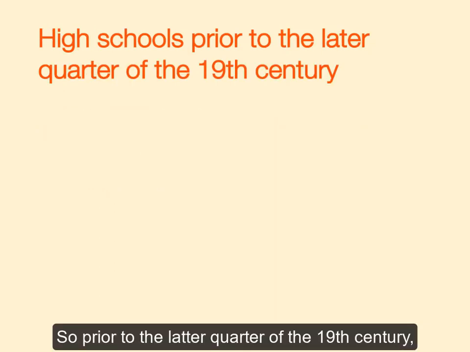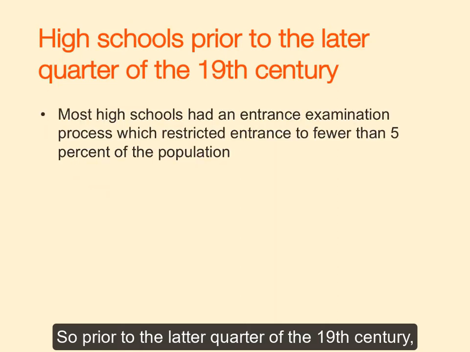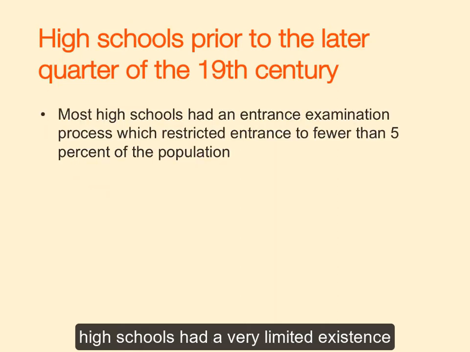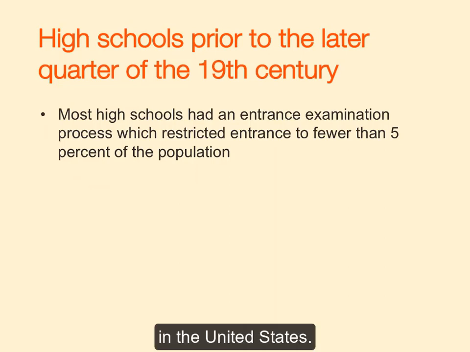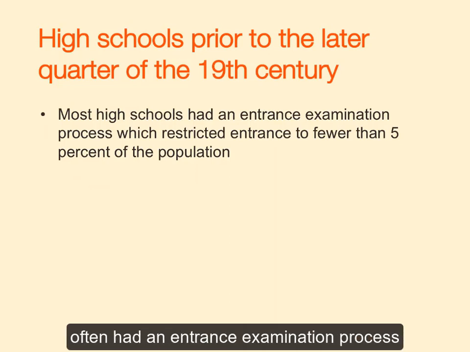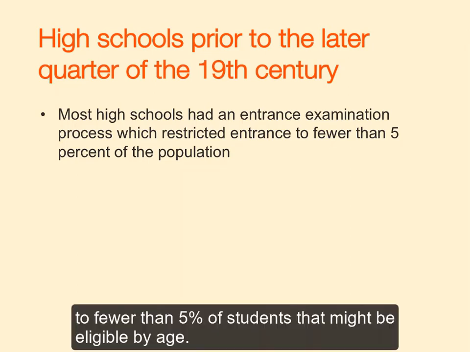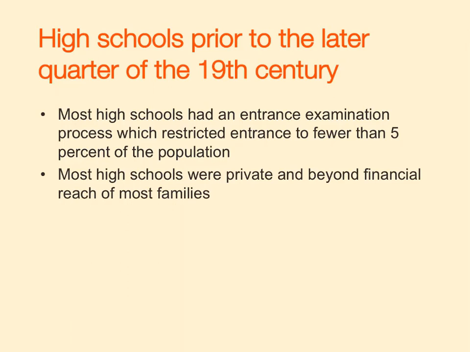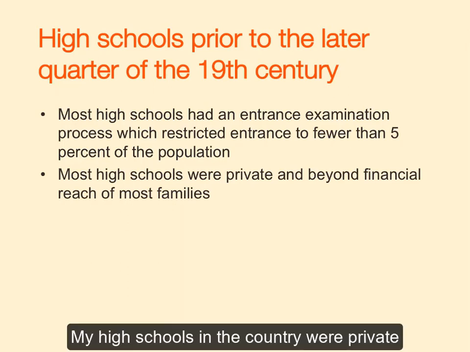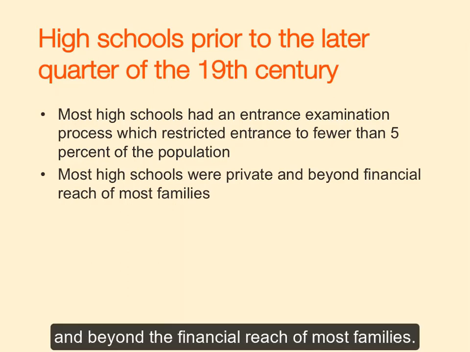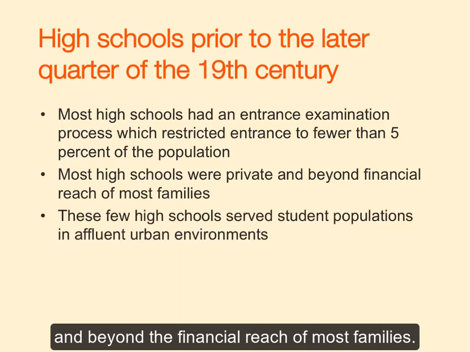So prior to the latter quarter of the 19th century, high schools had a very limited existence in the United States. The high schools that did exist often had an entrance examination process which restricted their ability to serve the population to fewer than 5% of students that might be eligible by age. Most high schools in the country were private and beyond the financial reach of most families.